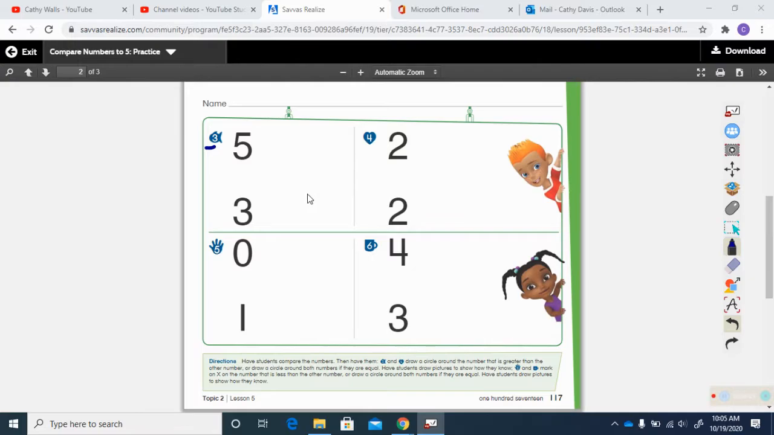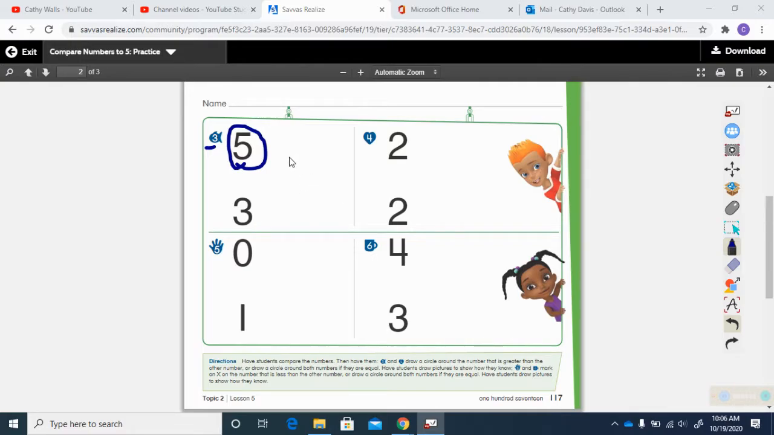Let's start counting. 1, 2, 3, 4, 5. Which number did we say last? We said 5 last, so 5 would be greater because 5 comes after 3. So we're going to circle 5. Go ahead and pause the video and do that, and then come back and resume it.